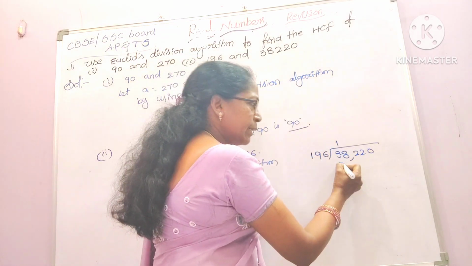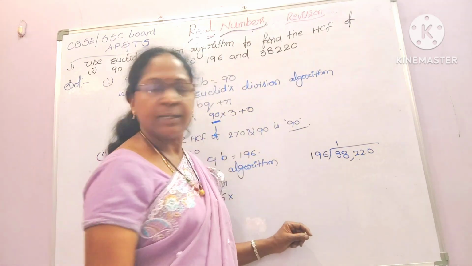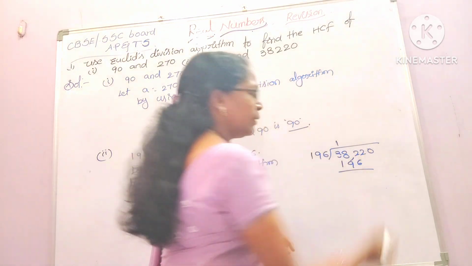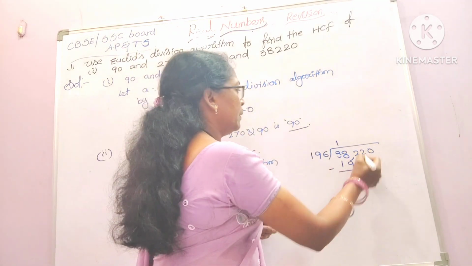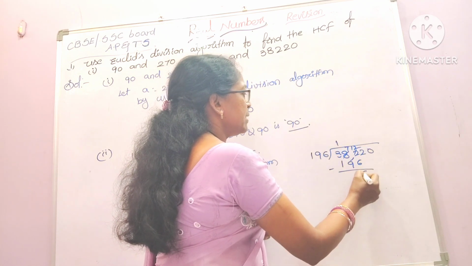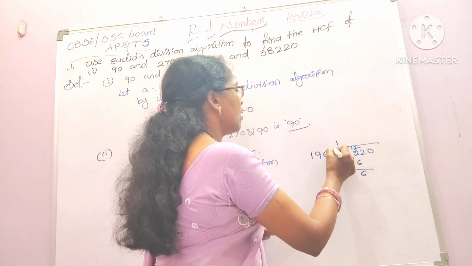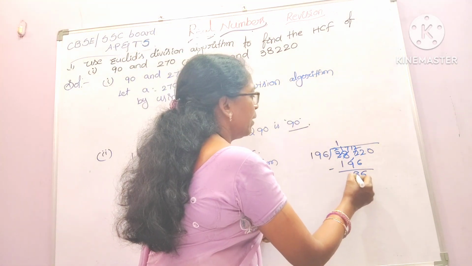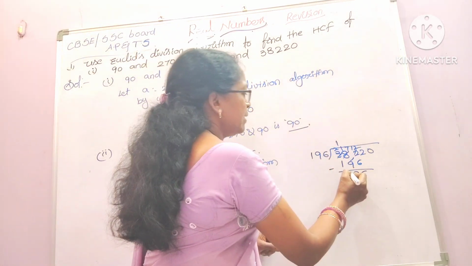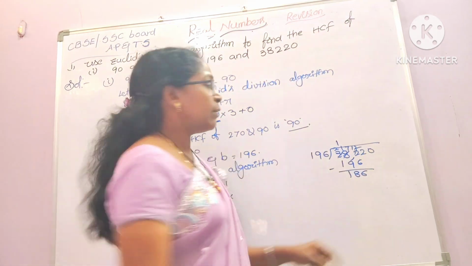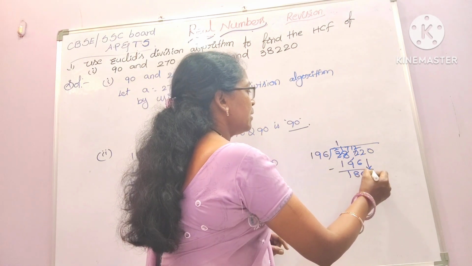Here 3 digits, so here also you consider the first 3 digits. That equals 196. Now subtract. 2 minus 6, borrow 1, so 12 minus 6 is 6. 7 minus 9 is not possible, so again 17 minus 9 equals 8. And 2 minus 1 is 1. Remainder equals 186. Now what you have to do? The next digit you have to take down.